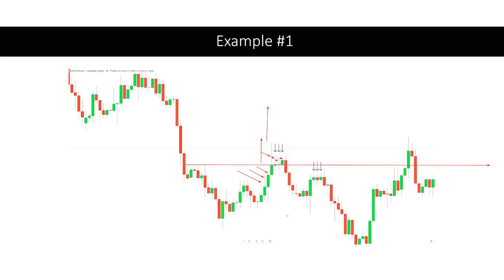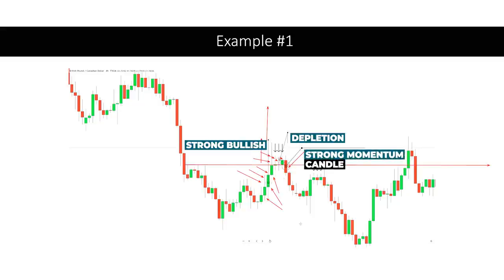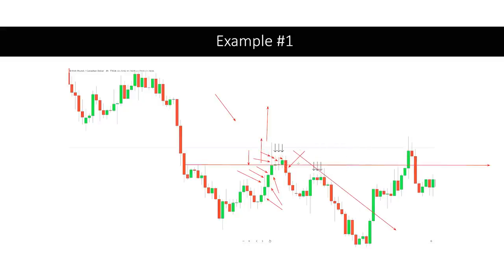But there is a high chance that the bears are having an influence on price not pushing up, hence the reason why we've gone from being strong bullish to now all of a sudden a depletion. Match that with a strong momentum candle at a key level in line with the direction of the market, which is bearish, and look what happens with this market. It continues down.